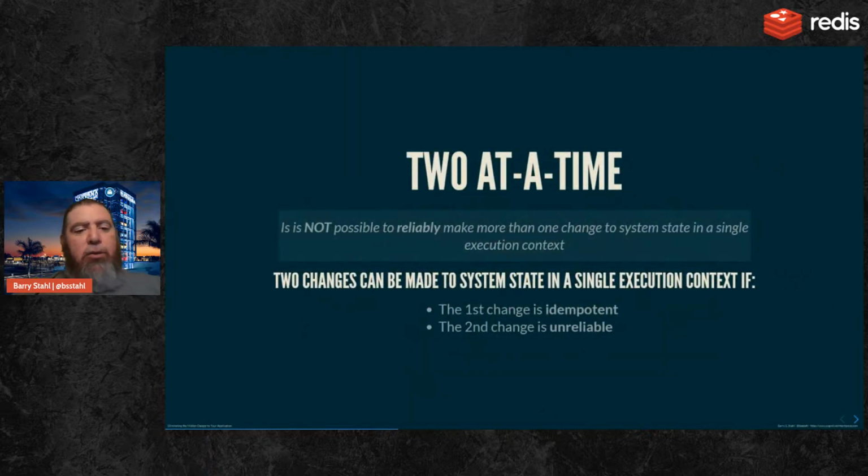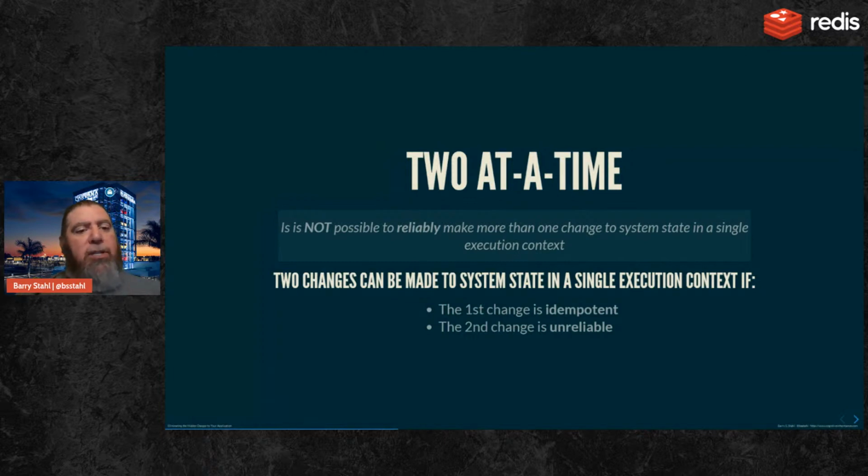So the key to this, and I drill into this more when I have a lot more time, because there's a lot to it here, but the gist of it is we cannot make two reliable changes to the system in a single execution context. It can't be done. And I realize I haven't proven that yet, and nor will I be able to on this call. But know that I believe this, that you simply cannot reliably make more than one change to system state in a single execution context.